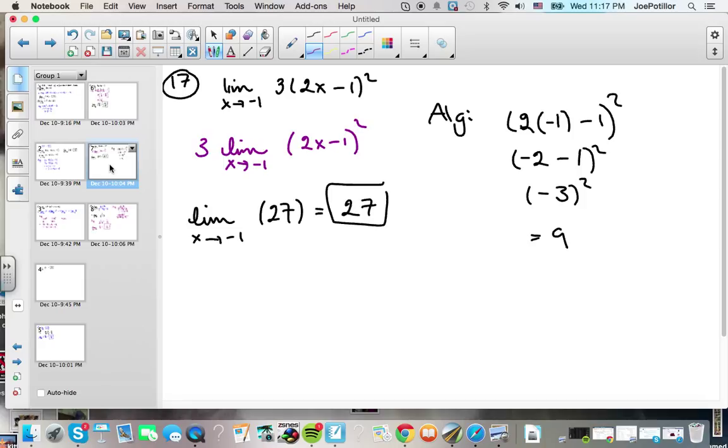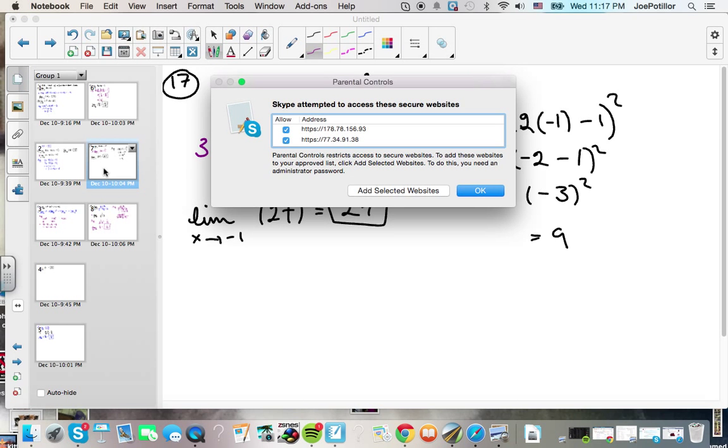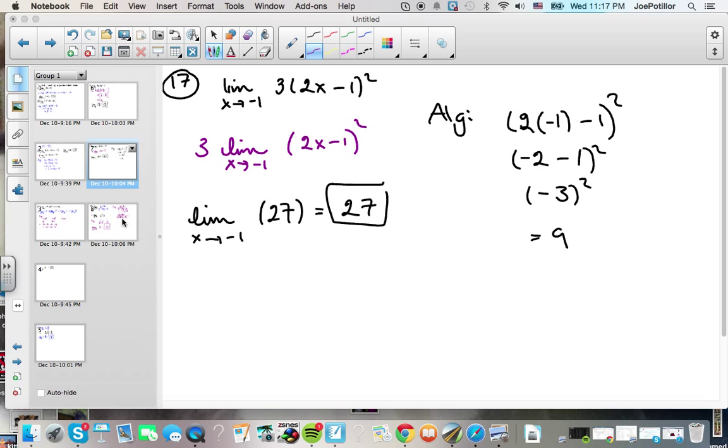Another simple problem. Here we have the limit as x approaches -1 of 3 times (2x minus 1) squared. We factor out the 3 because the 3 is a constant, so we can ignore it until the end. So from here, we plug the -1 into the expression. 2 times -1 is -2. -2 minus 1 is -3. -3 squared is 9. 9 times 3 is 27. The limit as x approaches -1 of 27 is 27. And so that's 17. On to 18.